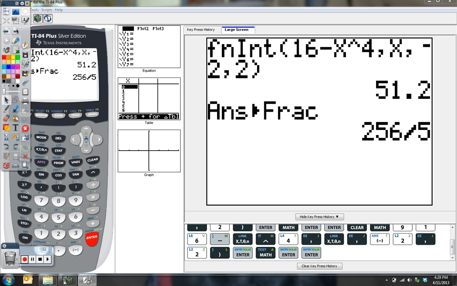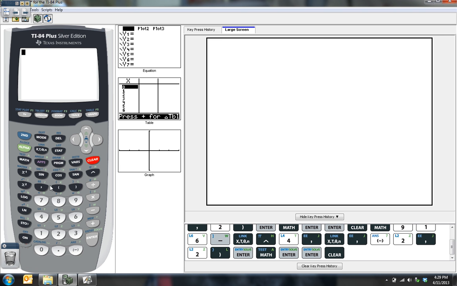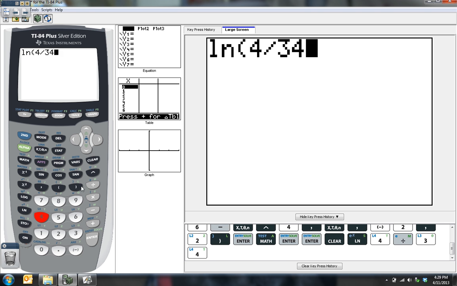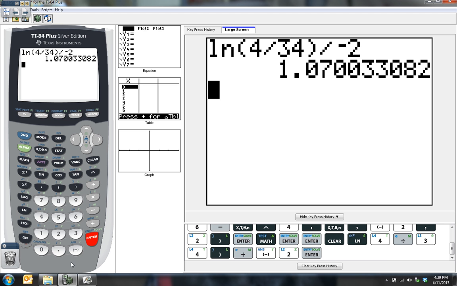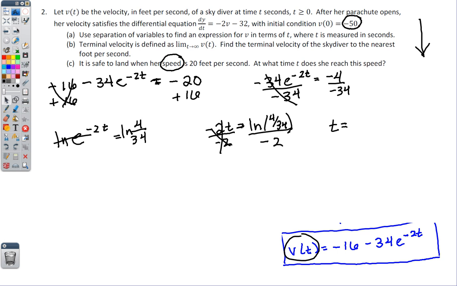Thankfully, I have one of those. And we should get the natural log of 4 divided by 34 divided by negative 2. And always remember that you need 3 decimal places. You cannot say 1.07. Yes, I know that this is a 0, but saying 1.07 and stopping there implies that it's 1.07 exactly. So you must say 1.070 to show that it continues after that. So we want 1.070. And our units here are seconds, right?